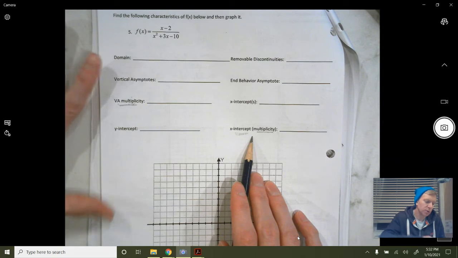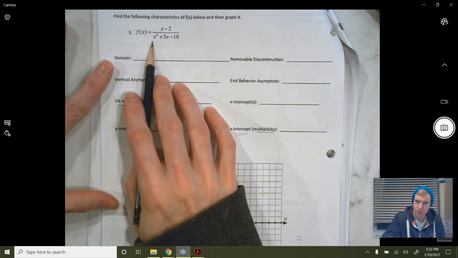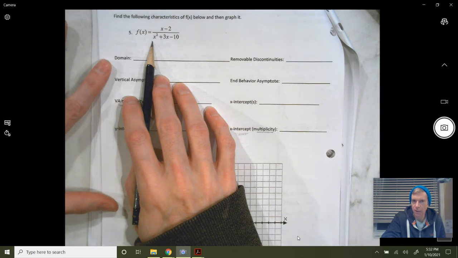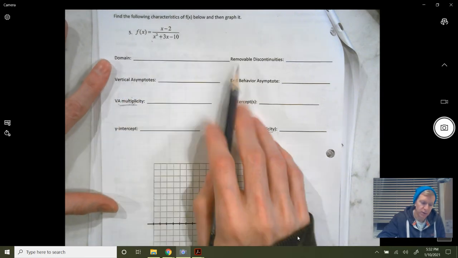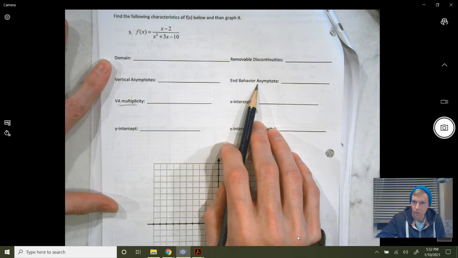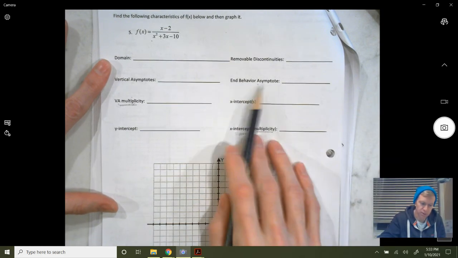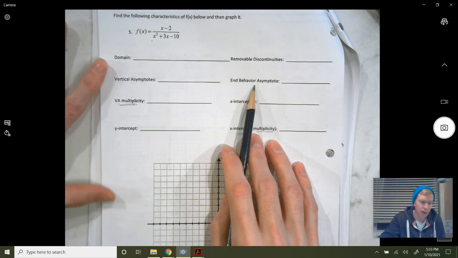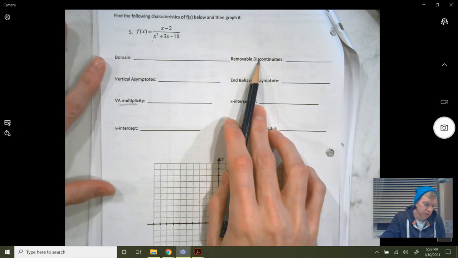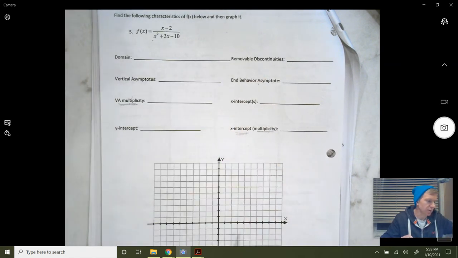Okay, so what we're doing here, we're graphing rational functions. We're identifying the asymptotes, vertical and horizontal asymptotes, and end behavior asymptotes, which are typically horizontal asymptotes. For our purposes today, it's just going to be horizontal asymptotes. And then we can find our removable discontinuities, the domain, and so on and so forth. Okay, but the multiplicity is new.